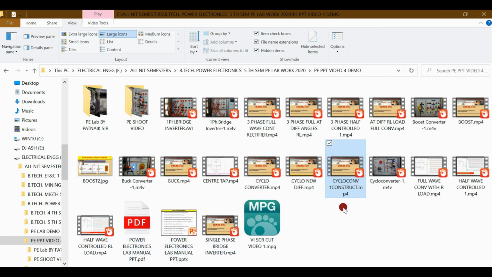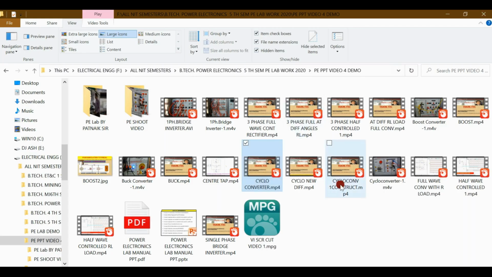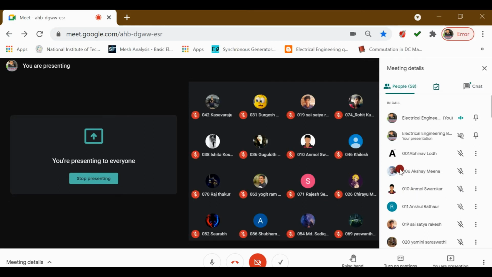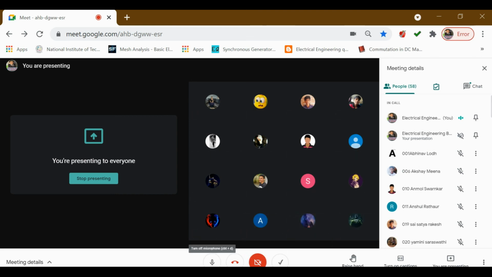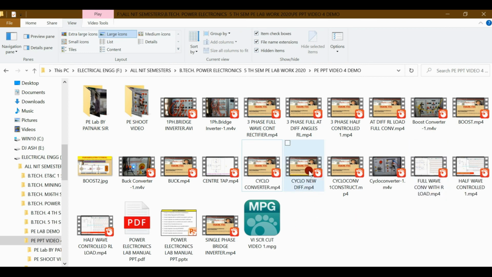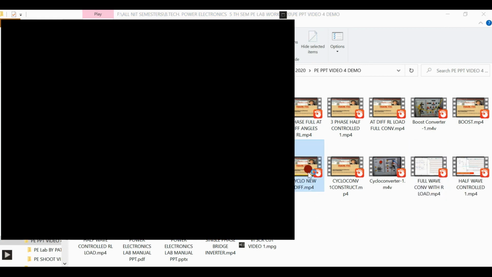And then I have a video of the cycloconverter at different frequencies. You can go through the link, the link is there on YouTube, in order to study the circuit behavior. All the videos are there if you want to go there. This is the video where I have put the cycloconverter circuit at different frequencies.